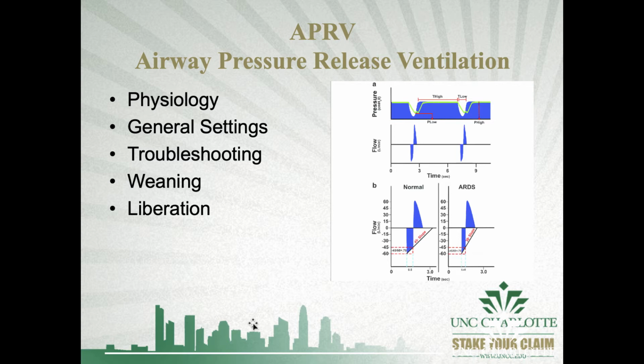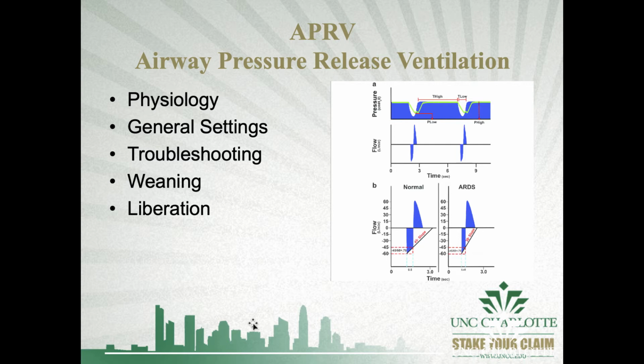So we'll have a P-high setting. And this will be like our CPAP setting, right? It's all the way up high. So generally, let's say you have a really sick patient and your peak pressures are 30 centimeters of water pressure, because that's what you set them at on pressure control ventilation. Well, guess where you're going to set your P-high on APRV? 30 centimeters of water pressure.